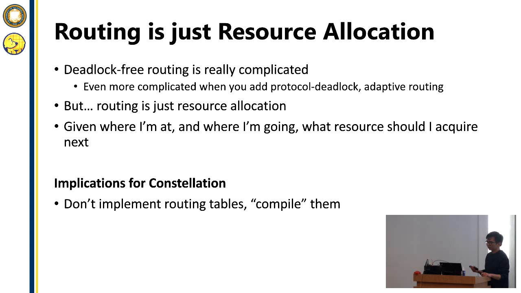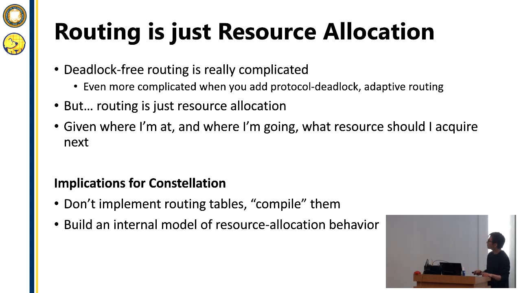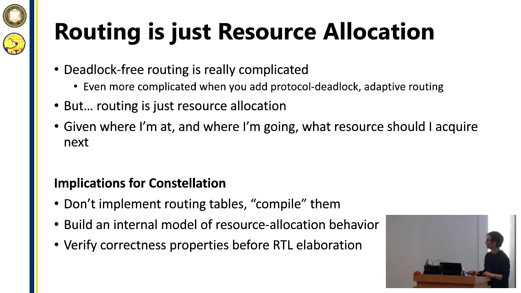It means that Constellation doesn't actually implement the routing tables that describe how packets travel through the network. It actually compiles them from a higher level description of the routing. And then once it has that high level description, it builds an internal model of the entire set of resources in the network, and it can model how packets will allocate and deallocate resources as they traverse the network. It can use this model to verify that the NoC, or the requested routing algorithm, will be deadlock-free and correct before any RTL is even generated. So we can verify correctness properties before RTL elaboration.